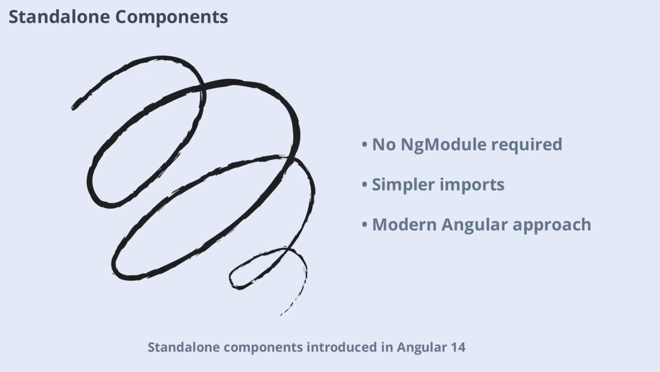Standalone components introduced in Angular 14 allow you to build components without needing NgModules. This modern approach simplifies application structure, enables direct imports of dependencies, and results in smaller bundle sizes. Standalone components are now recommended for new Angular projects, making development faster and more modular. Interviewers may ask about the benefits of standalone components and how to use them in practice.